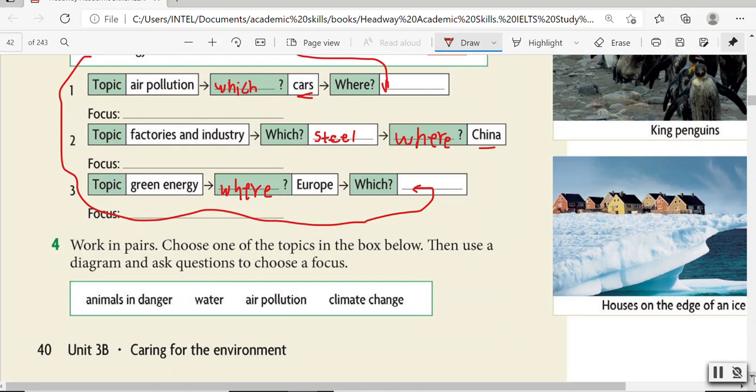Help. Choose one of the topics in the box below, then use the diagram and ask questions to choose a focus.